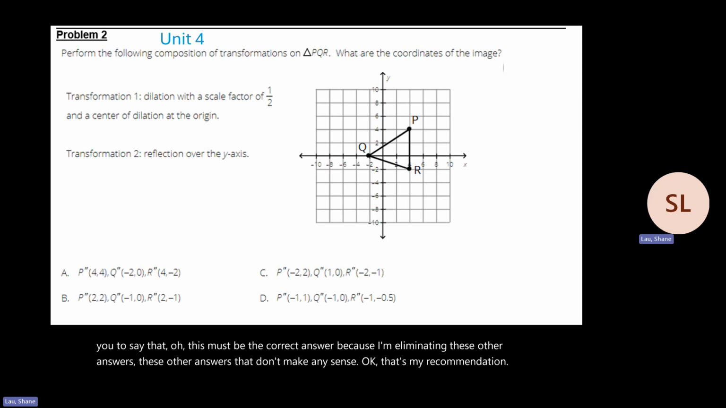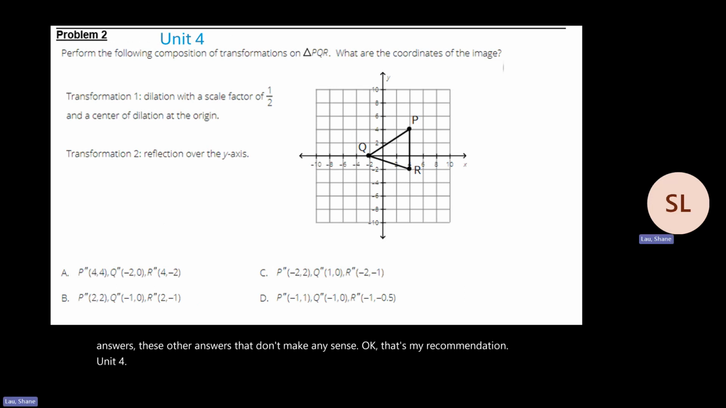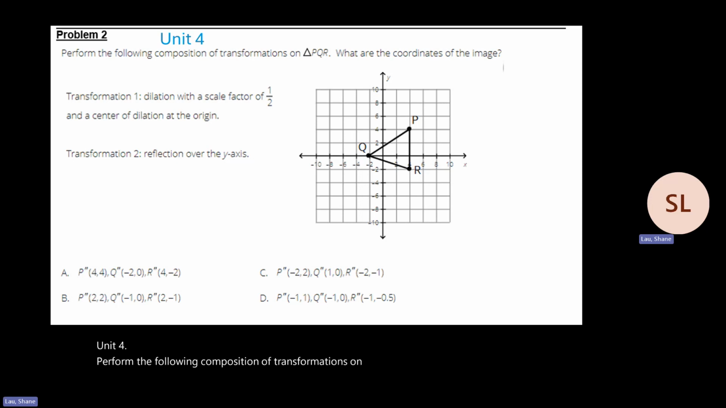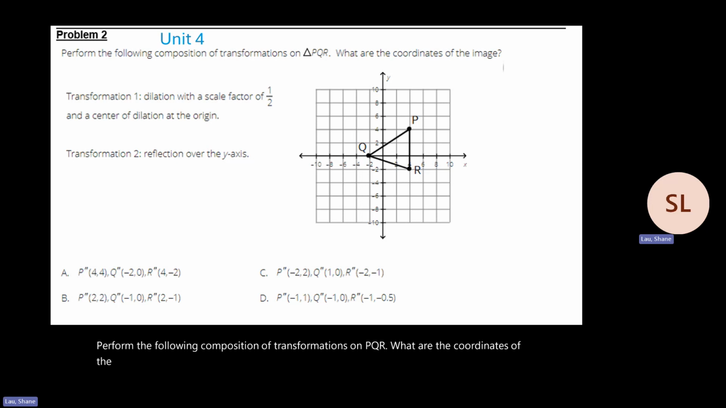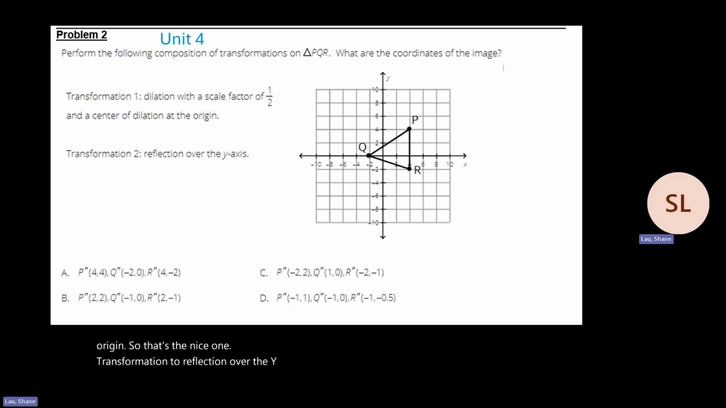Unit 4. Perform the following composition of transformations on PQR. What are the coordinates of the image? Transformation 1, dilation with a scale factor of 1/2 and a center of dilation at the origin. So that's the nice one. Transformation 2, reflection over the y-axis. And we're looking for all coordinates.